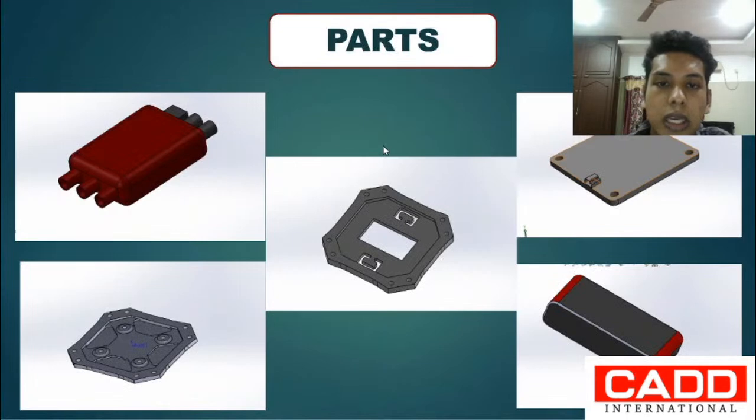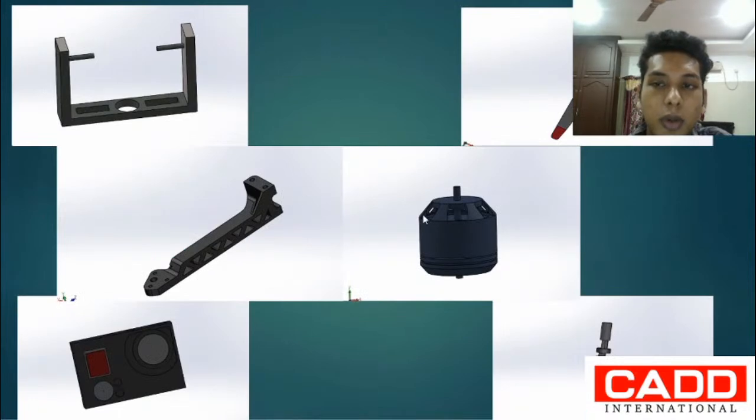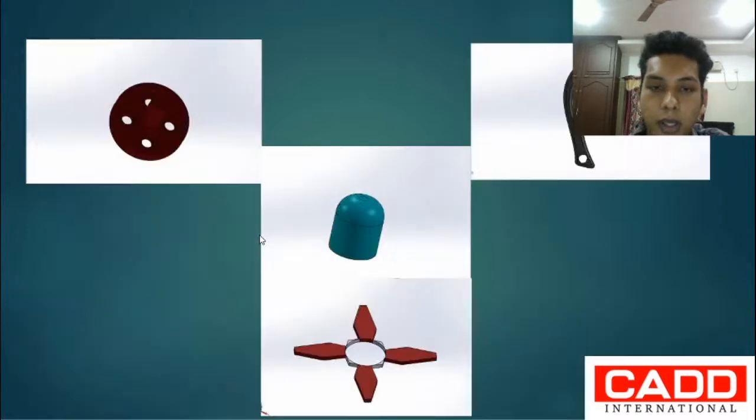So these are the parts which I have used to assemble my drone. I have used more than 50 parts to assemble my drone. Here we can see battery, the top and base of the drone, and also the electric unit. Then we can see motor, fan, also camera, mount, also the drone leg.